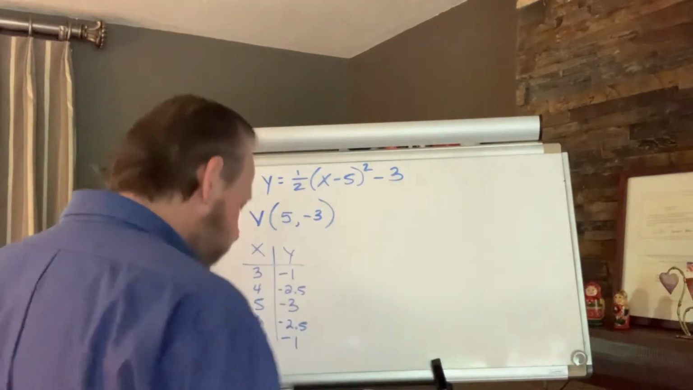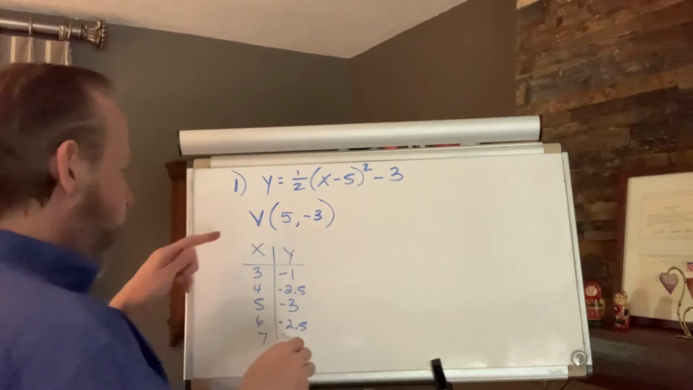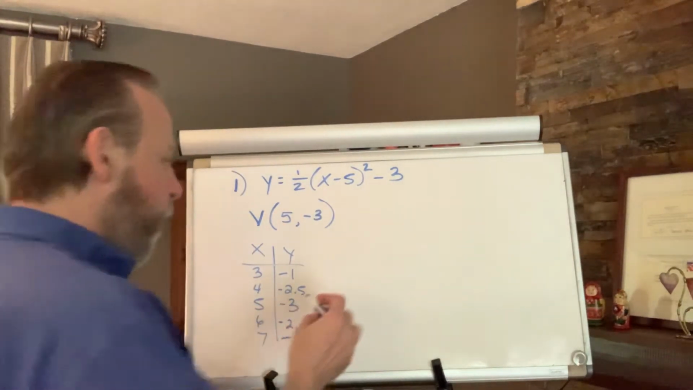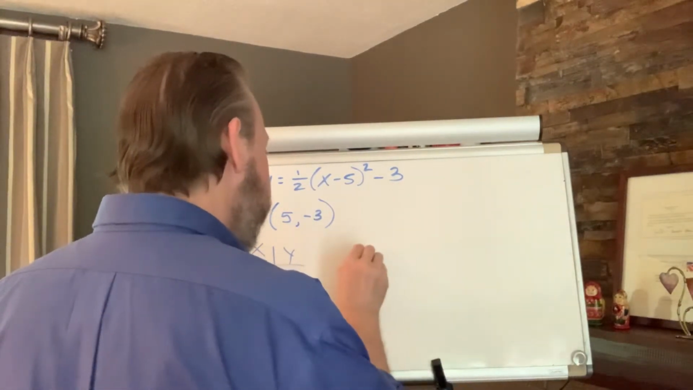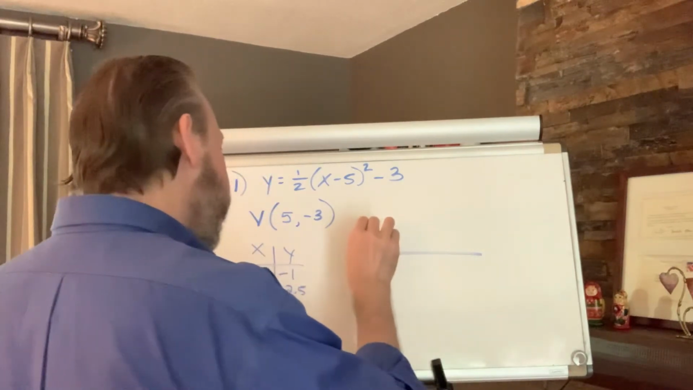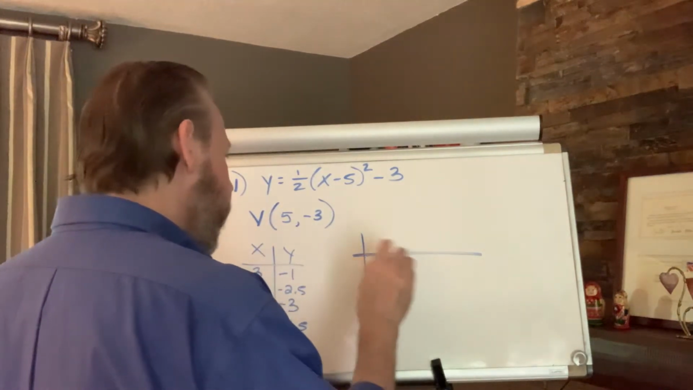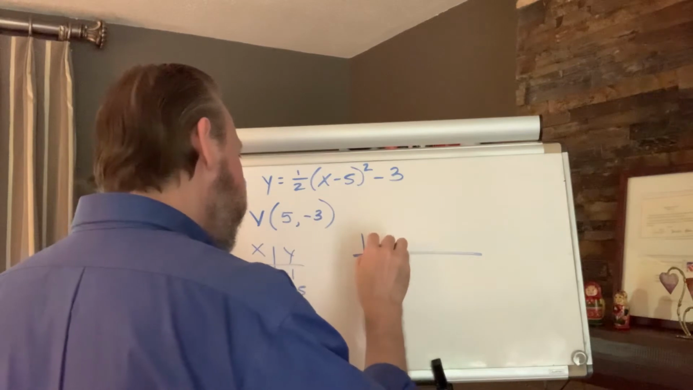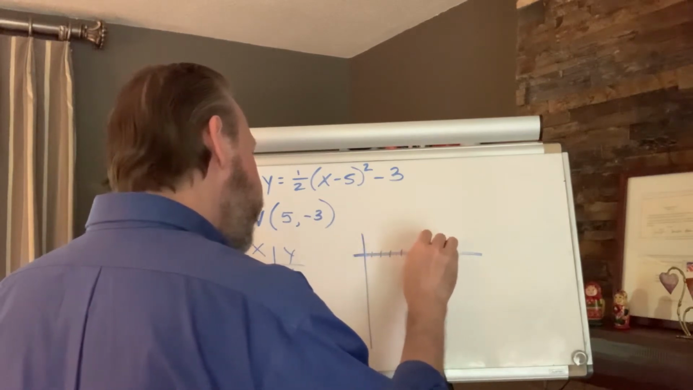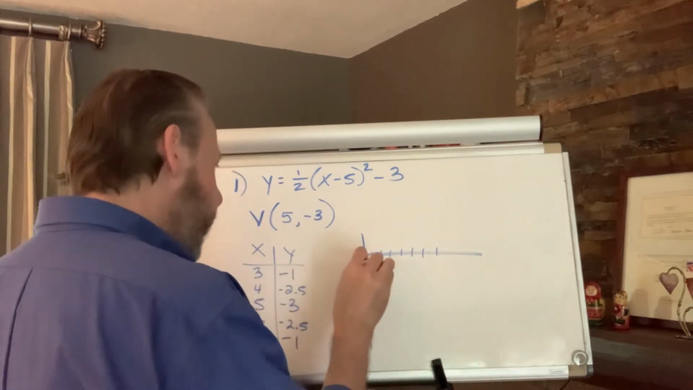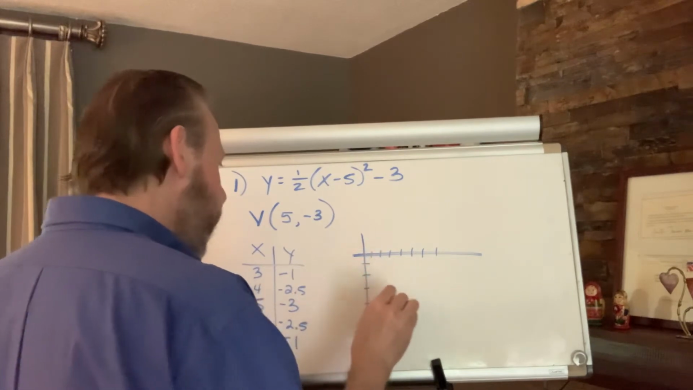Now, I'm erasing that because I want to graph it for you. I need positive x's. I need some negative y's. All right, so here we go. All right, I'm worried about this. So x goes from 3 to 7. So 1, 2, 3, 4, 5, 6, 7. Y goes down to negative, well, not very far.